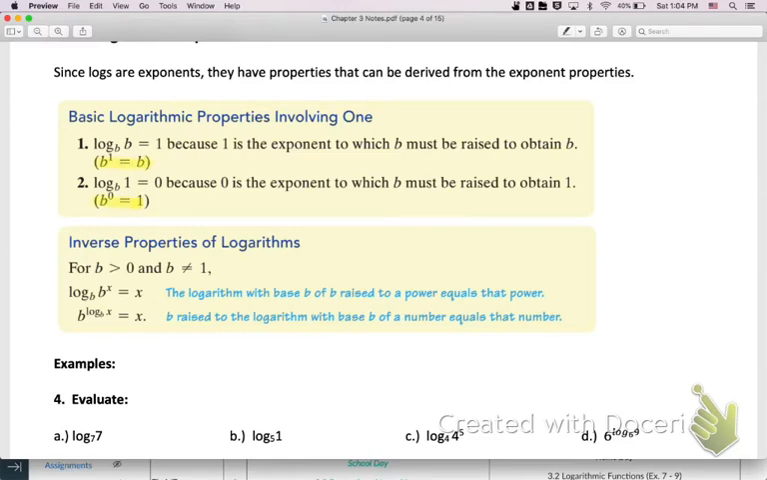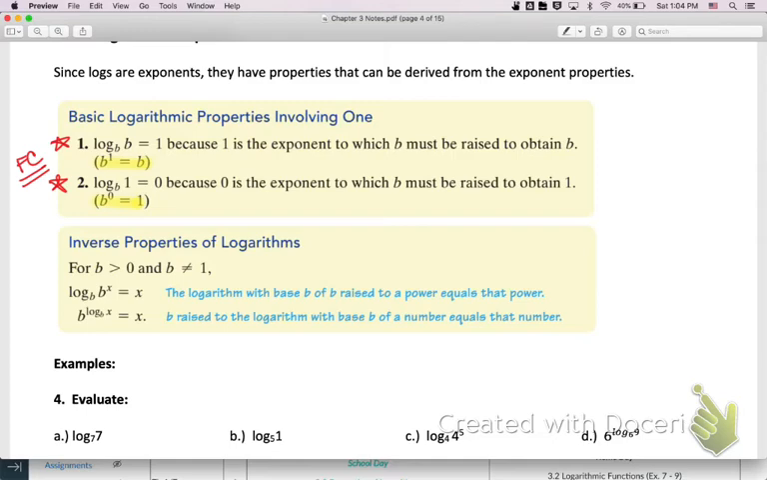Now, number 2 is very, very important. So is number 1. These I would definitely put on a flashcard. Those are things you need to recognize immediately. If I do the log base 5 of 5, that's 1. If I want the log base 97 of 1, that's going to be 0, no matter what. Any log of 1 is going to be 0.